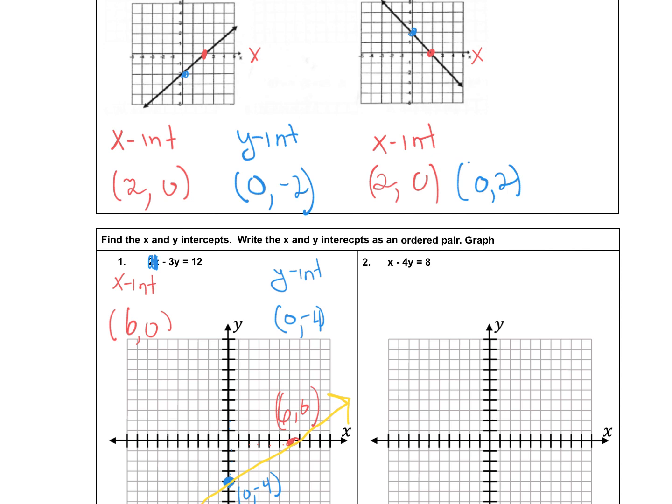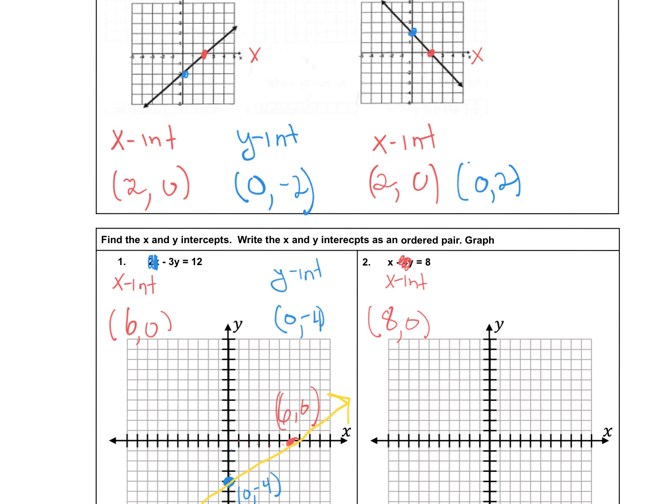If we look at our next part here, we have the problem x minus 4y equals 8. And so we're going to look for our x-intercept. And that's the value of x when y is 0. If we let y equal 0, we'll have x equals 8. That's the point (8, 0).